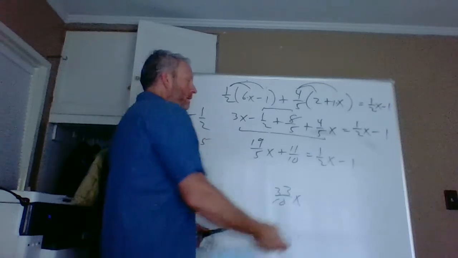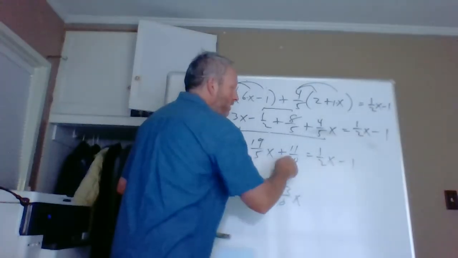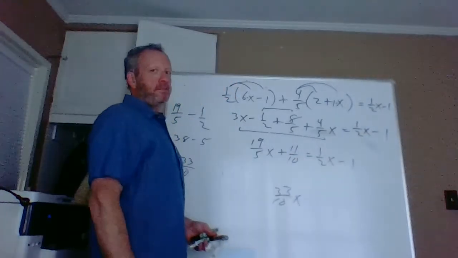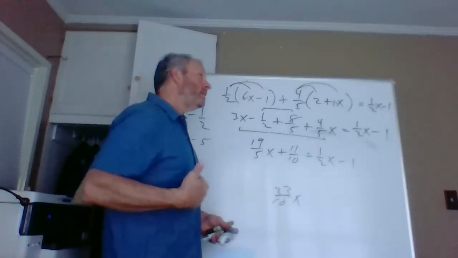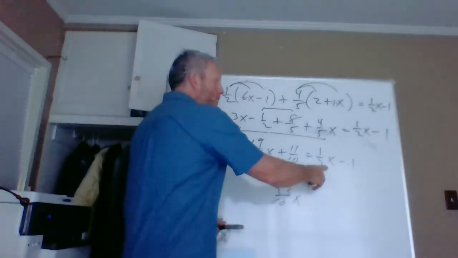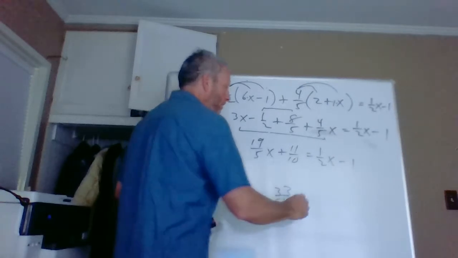For me, I'm thinking I'm going to subtract 1/2 x from both sides. Okay, here's what I'm really thinking. Let's get this over here and this over here. And that's what I think, and that's what I might say, although technically that's not really what's going on. I'm subtracting 1/2 x from both sides, and I'm subtracting 11/10 from both sides.